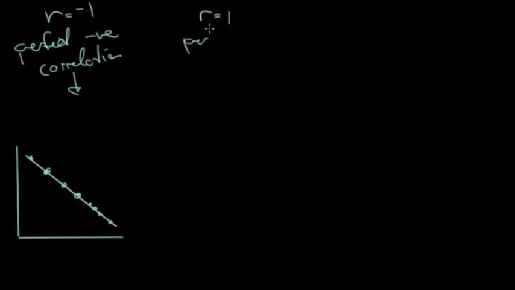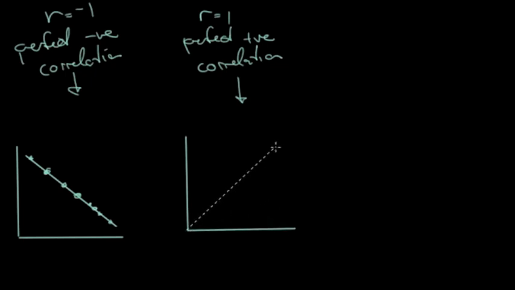Then we've got perfect positive correlation. And that would be something like, I'm sure you can work this one out, a positive line, right? And then every point fits on that line. And the next thing is if R equals 0. In that case we have no correlation.